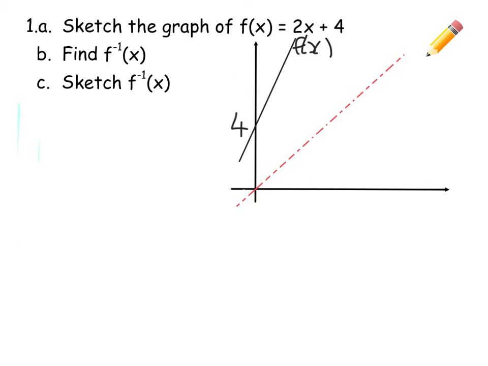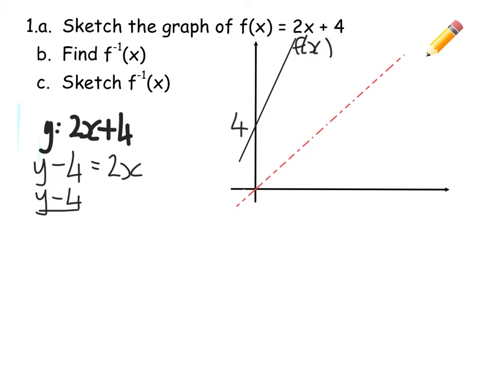So to find the inverse function of f of x equals 2x plus 4, you write that as y equals 2x plus 4. You then change the subject so it's x equals, so you're going to have y take away 4 equals 2x. You're going to divide by 2, so you're going to have y take away 4 all over 2 equals x. Then you switch the x and the y around, so that gives you x take away 4 all over 2 equals y. And then that means that your inverse function is x minus 4 all over 2.